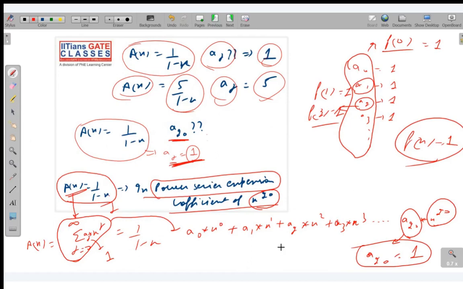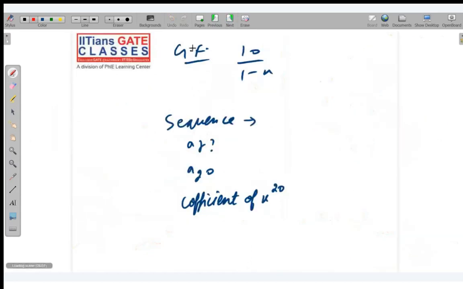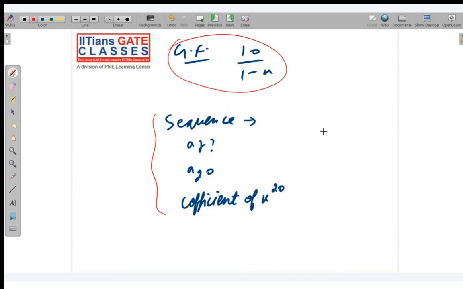Done, sir. Okay. Next, the generating function is 10 upon 1 minus x. Now they are asking these 4 questions. Sequence. What will the sequence be? 10, 10, 10, 10. Yes, very good. 10, 10, 10, 10, and so on up to infinity like this.